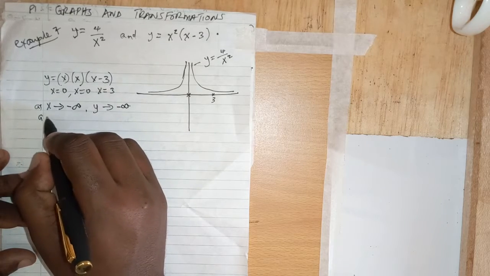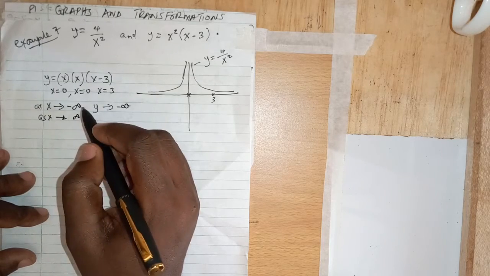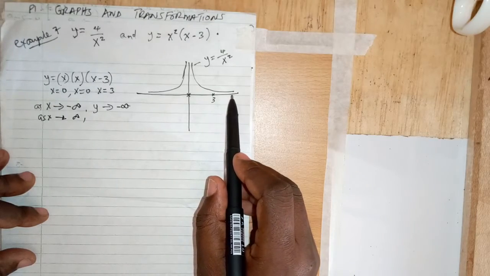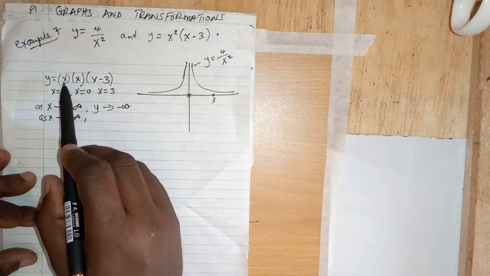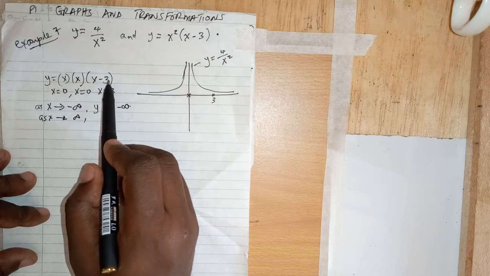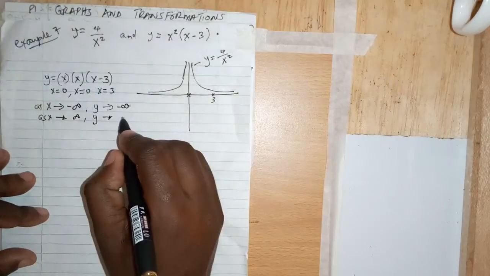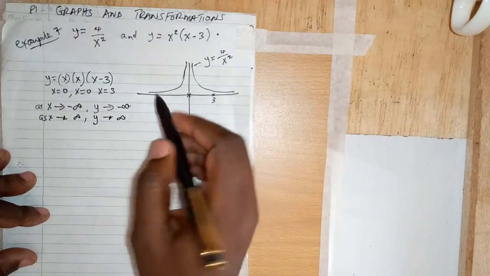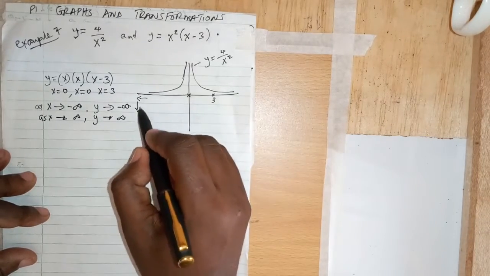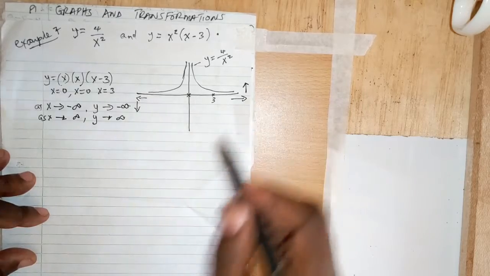And as x approaches positive infinity, then let's take it to be equals to 4. We have 4 times 4, 16. 4 minus 3 is 1, so 16 times 1 is 16. Y approaches positive infinity. So you will see as x approaches negative infinity, y approaches negative. As x approaches positive, y approaches positive.